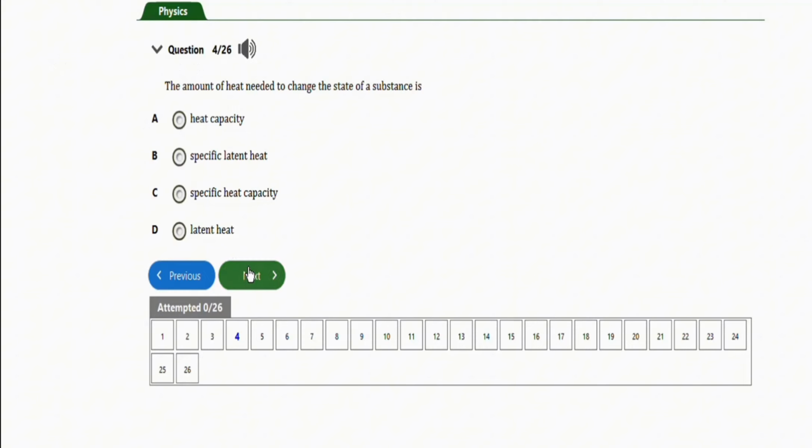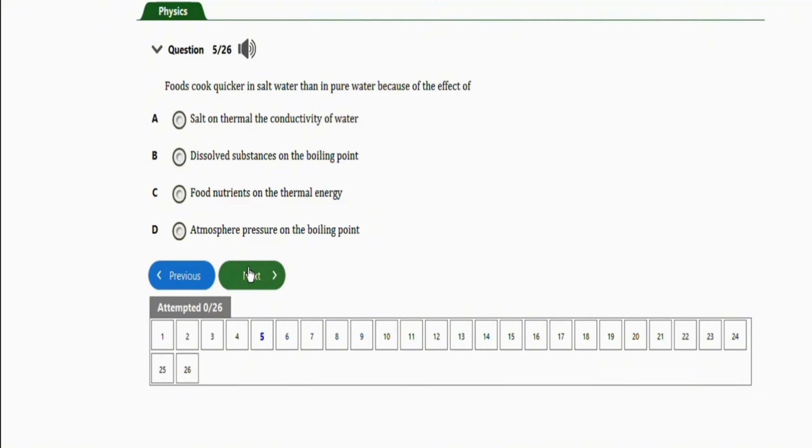Next question is this one. It says foods cook quicker in salt water than in pure water because of the effect of, we have salt on the conductivity of water, we have dissolved substances on the boiling point, we have food nutrients on the thermal energy, we have atmosphere pressure on the boiling point. The correct option is option B, which is dissolved substances on the boiling point.